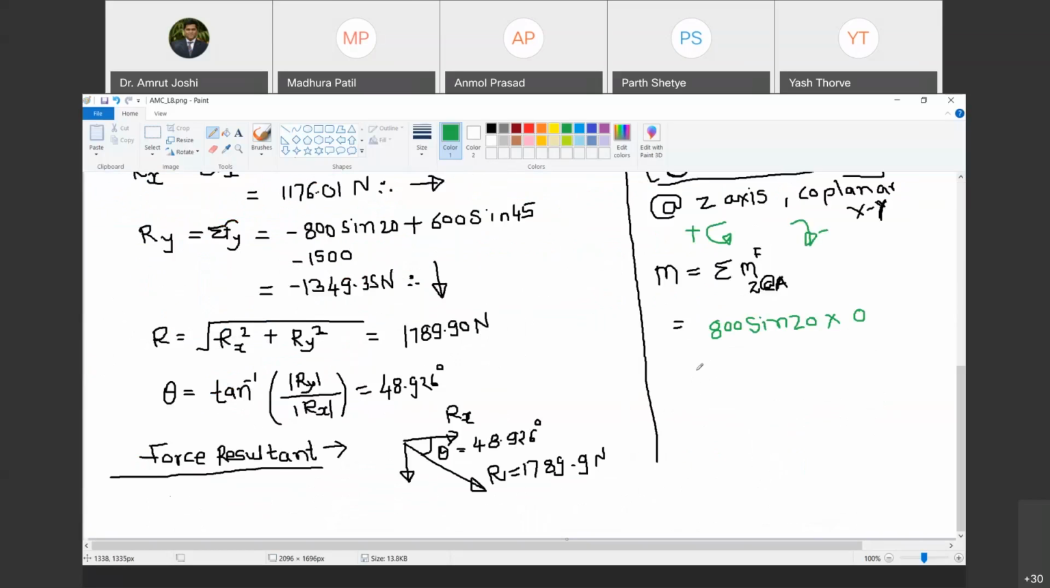किसी को इसमें कुछ भी डाउट है तो अभी पूछ लो. Negative sign stands for the clockwise nature of the moment. Are you with me? This multiplied by 800.